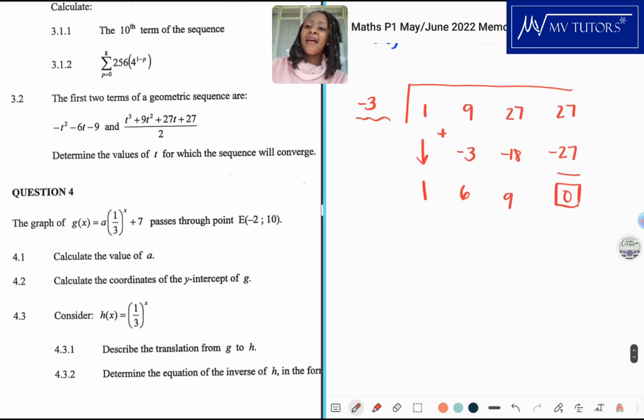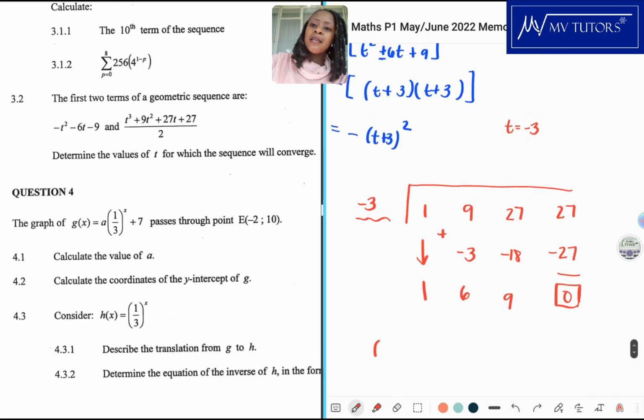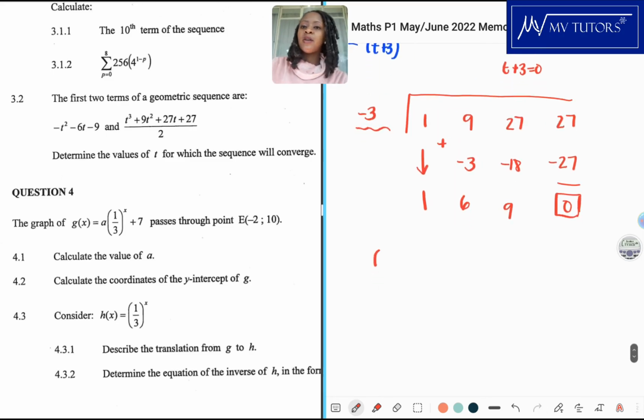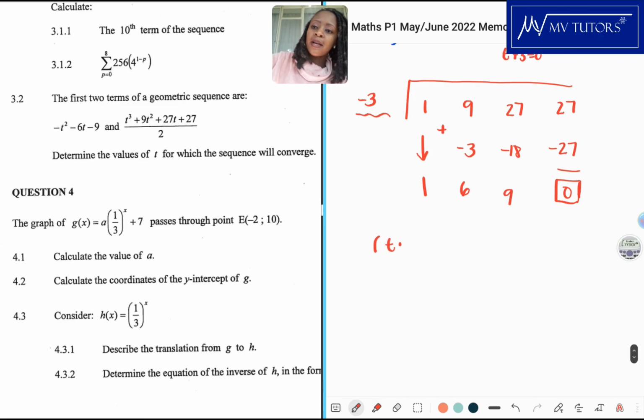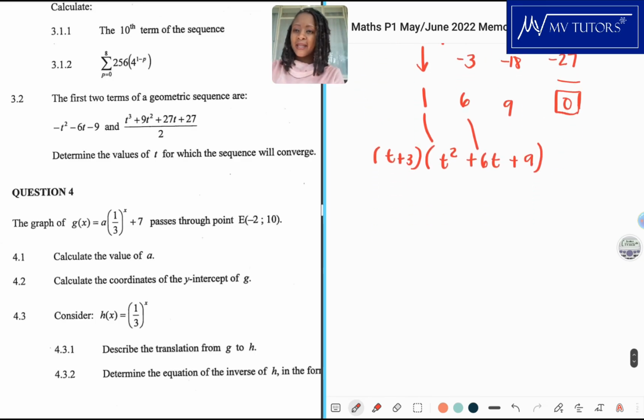So at least now I have my first factor. I'm not using x. If t is -3, then t plus 3 is 0. So I know my first block, I have t plus 3. And then I have t squared plus 6t plus 9. So we are getting somewhere.